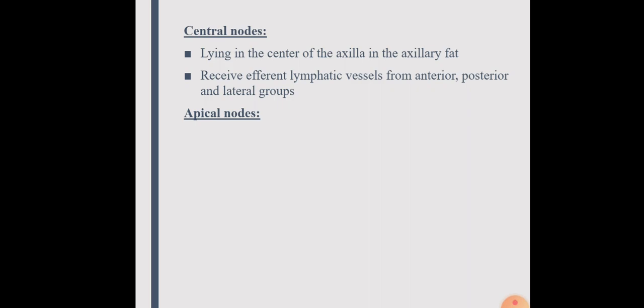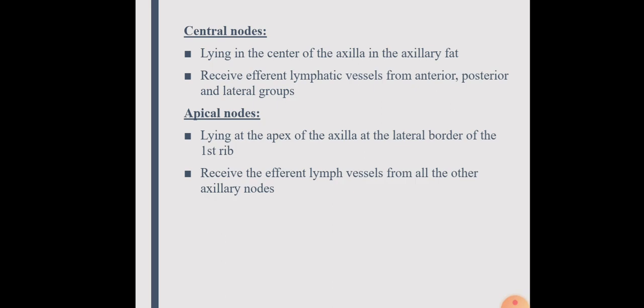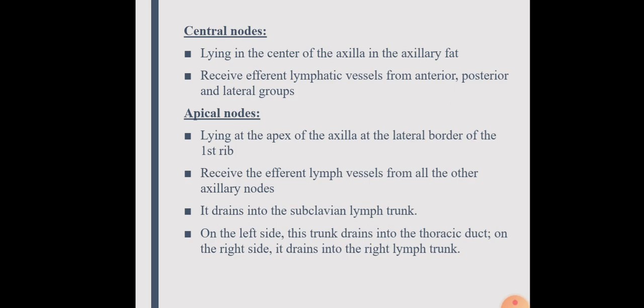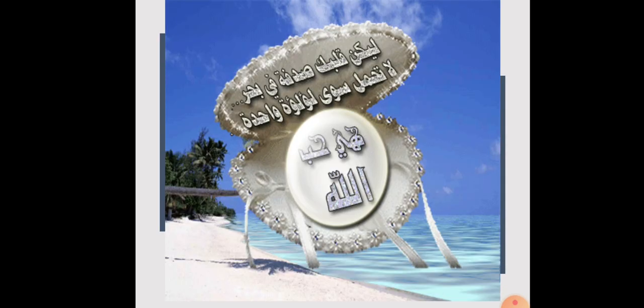So the central group receives lymph from the anterior, posterior, and lateral groups and sends the lymph to the apical group. The apical group is located at the apex of the axilla near the first rib and sends the lymph to the subclavian lymph trunk. This subclavian lymph trunk sends the lymph on the right side to the right lymphatic duct and on the left side into the thoracic duct. Thank you very much.